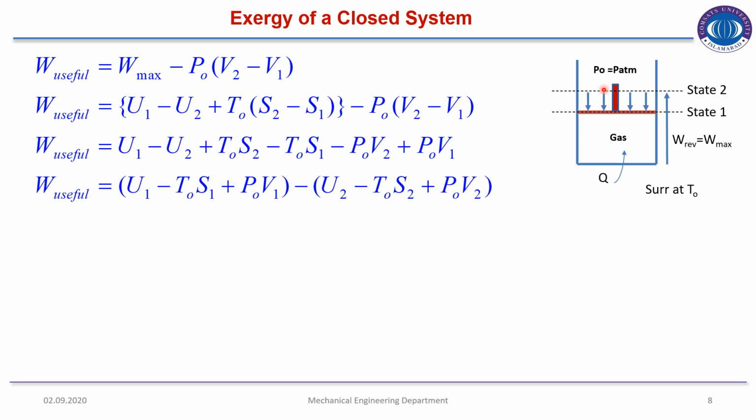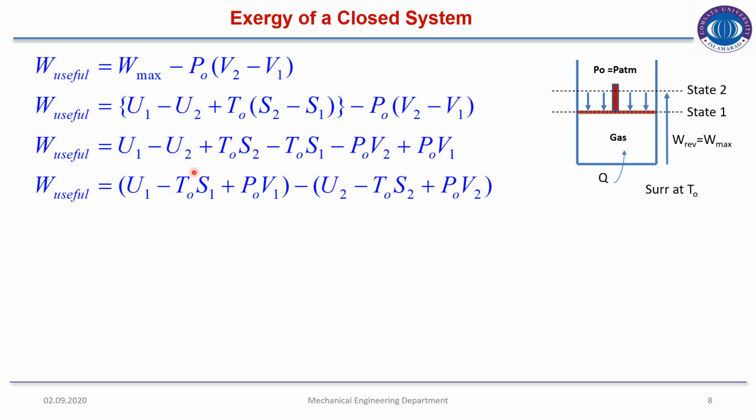So the piston will rise, and the position of the system will change from state 1 to state 2. There will be an increase in the volume. The piston will move up, and P naught is the pressure acting on the piston from upside down. So the P naught pressure is pushing the piston down and the heat energy is pushing the piston up. P naught is the atmospheric pressure. So after simplification, W useful is equal to U1 minus T naught S1 plus P naught V1 minus U2 minus T naught S2 plus P naught V2.